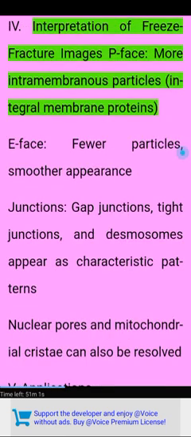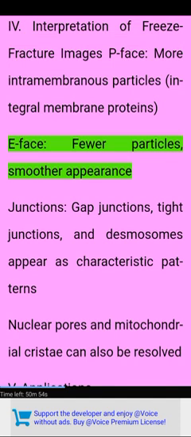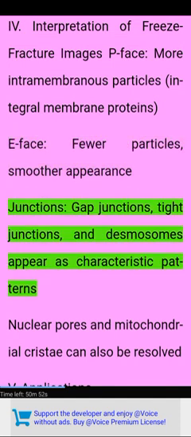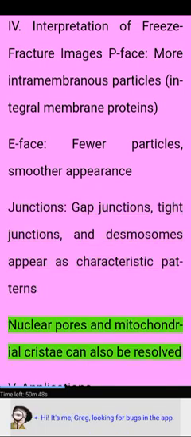IV. Interpretation of freeze fracture images. P face: more intramembranous particles, integral membrane proteins. E face: fewer particles, smoother appearance. Junctions: gap junctions, tight junctions, and desmosomes appear as characteristic patterns. Nuclear pores and mitochondrial cristae can also be resolved.